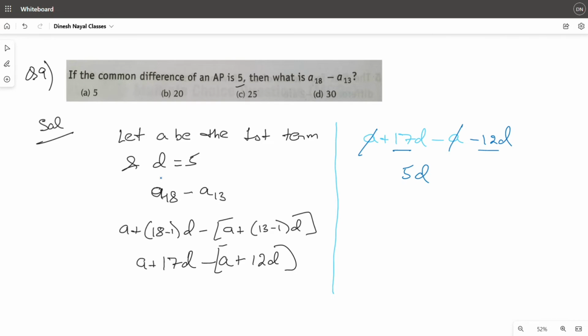What's the value of D given? Which is 5. So 5 into 5, that is 25. So 25 is the answer. A18 minus A13 is 25. So C is the correct answer.